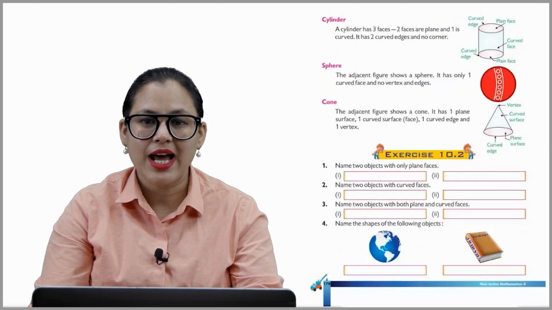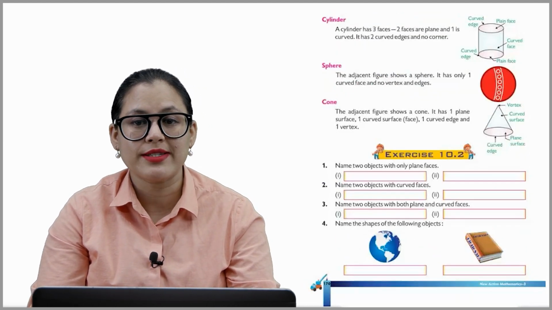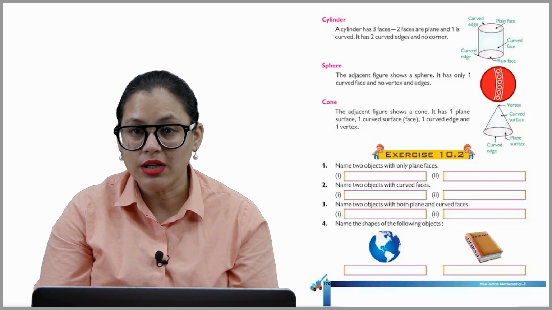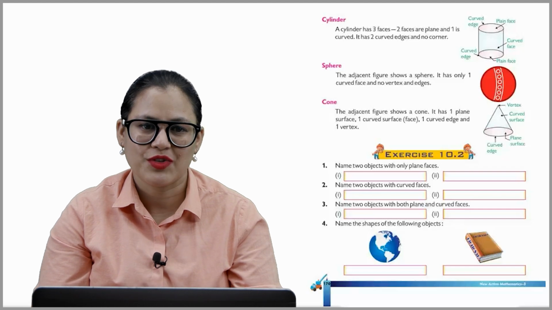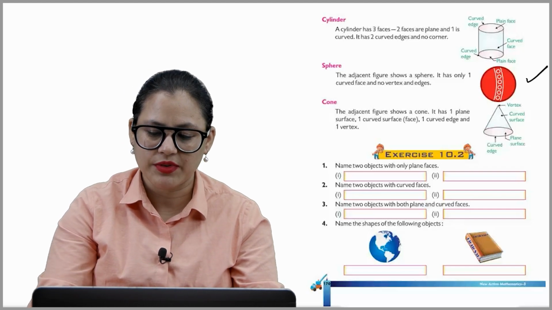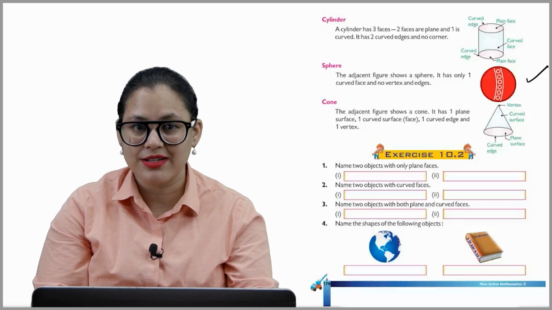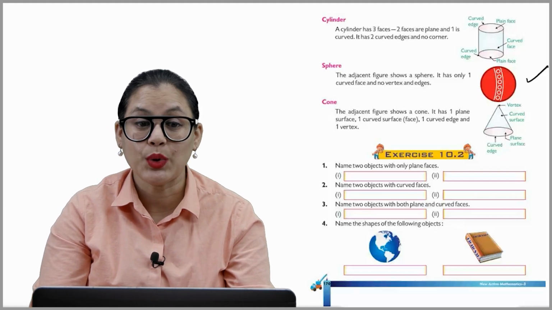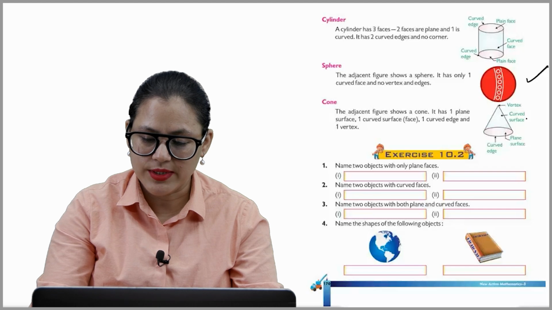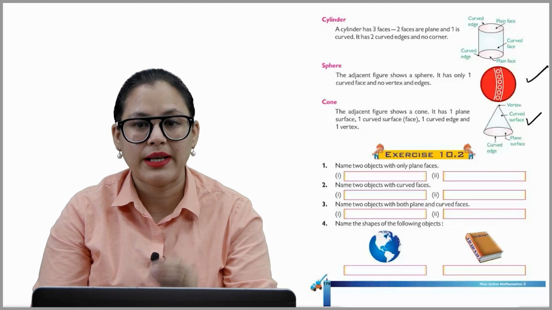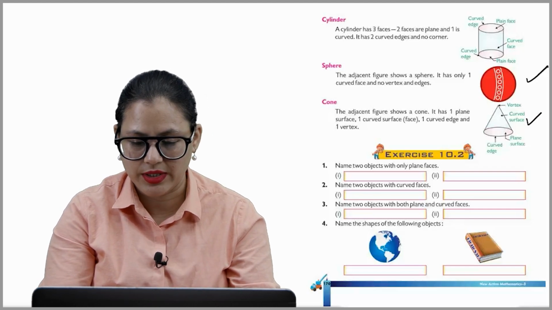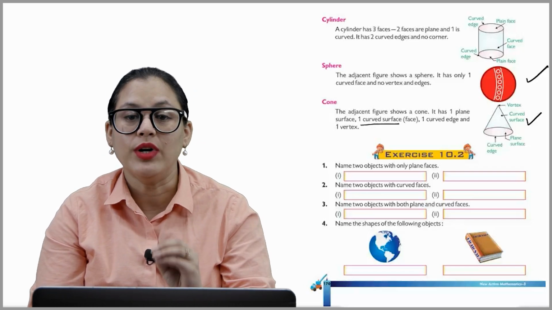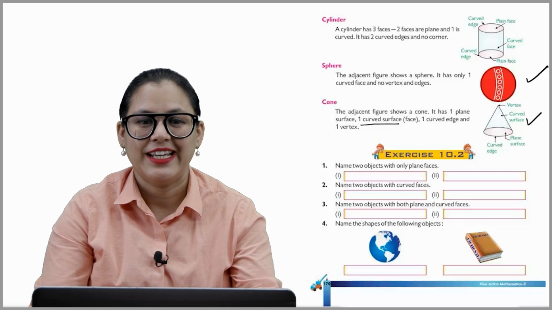Cylinder. A cylinder has 3 faces, 2 faces are plane and 1 is curved. It has 2 curved edges and no corner. Sphere. The adjacent figure shows a sphere. It has only 1 curved face and no vertex and edges. Next, cone. It has 1 plane surface, 1 curved surface or face, 1 curved edge and 1 vertex.